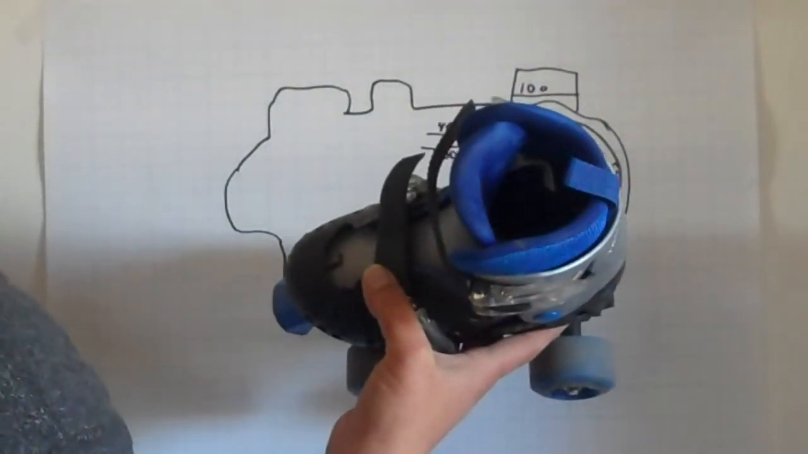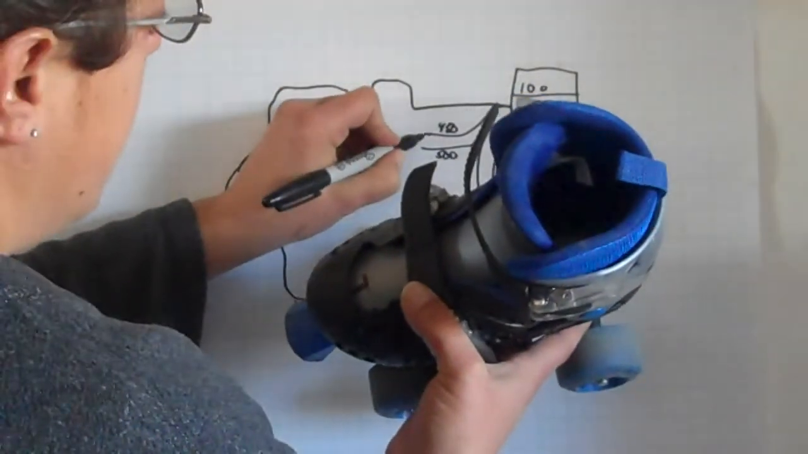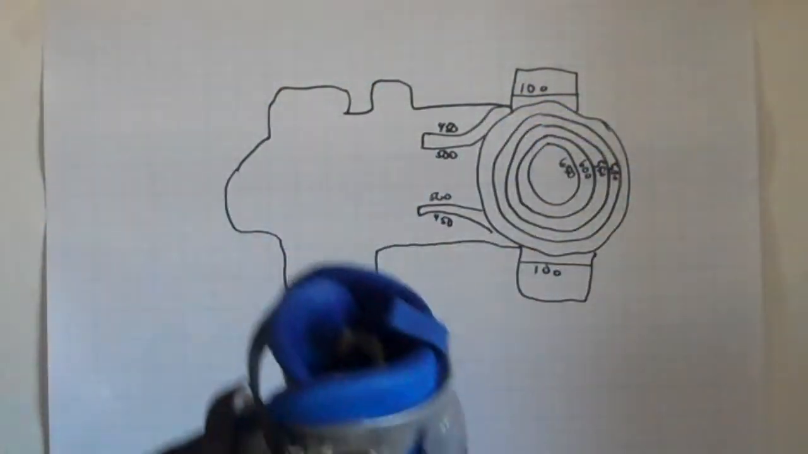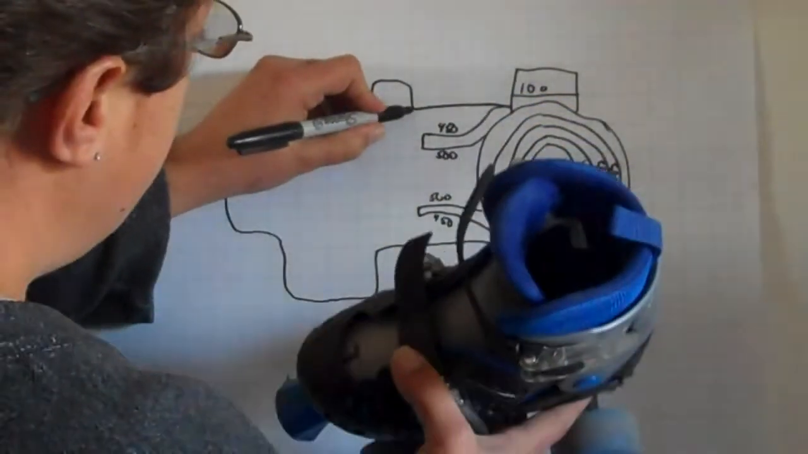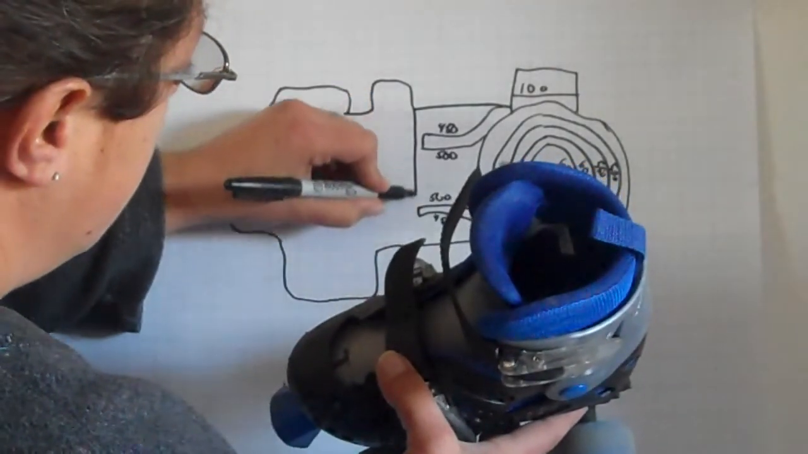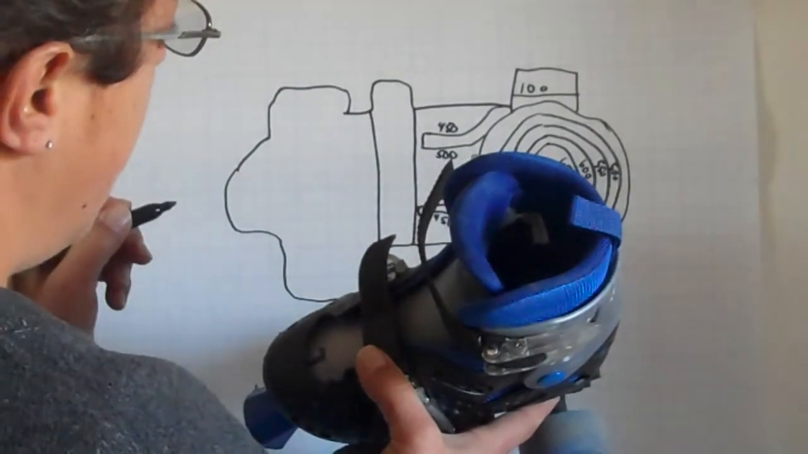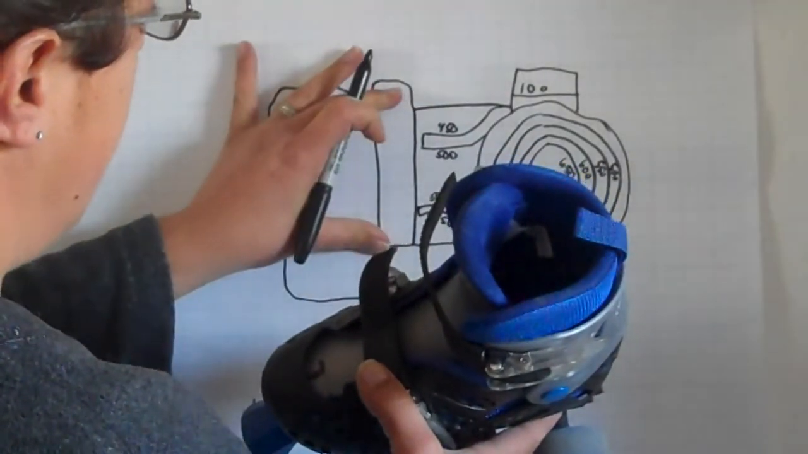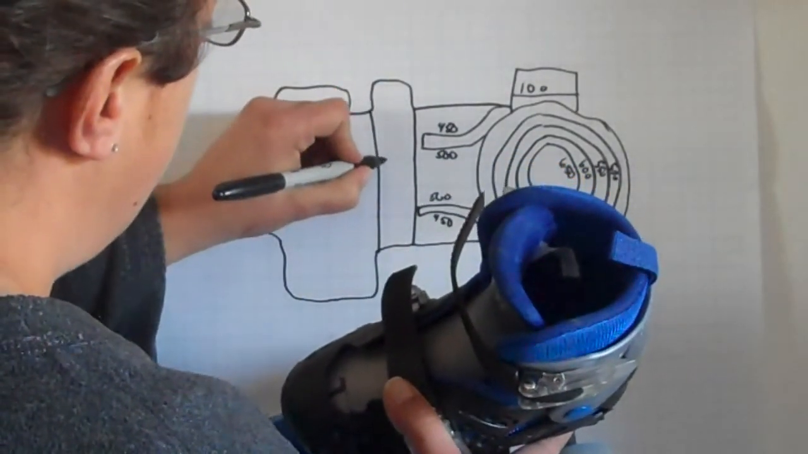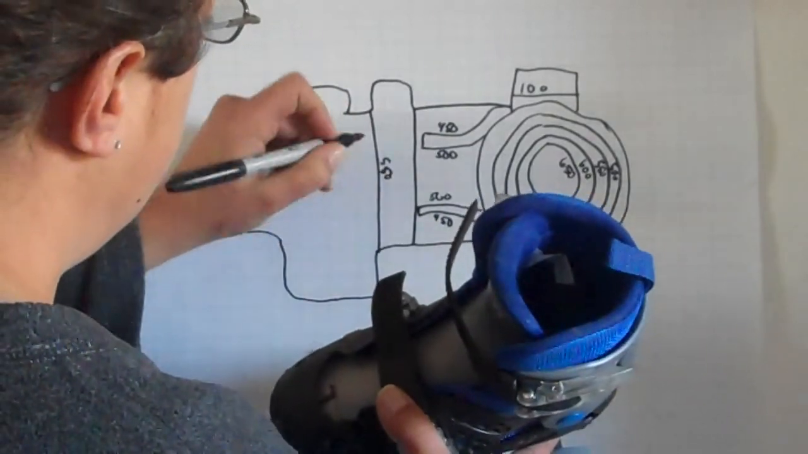And then I'm just going to stop it here. Okay, it doesn't have to be perfect. Then I have this strap going across my roller skate that is a little bit higher than the rest of this area. So I'm going to make this 550 to show that it's higher.